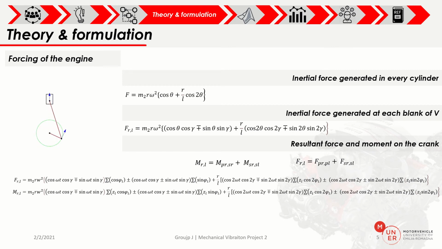Considering that in a V-twin engine 2 cylinders are connected with a common crank and have a V angle equal to 2 gamma between these 2 cylinders, the sum of primary and secondary inertial force generated at each bank, right and left, can be calculated, as is possible to see here. With some consideration and substitution, it is possible to arrive at the expanded equation. The same can be done considering the inertial moments.